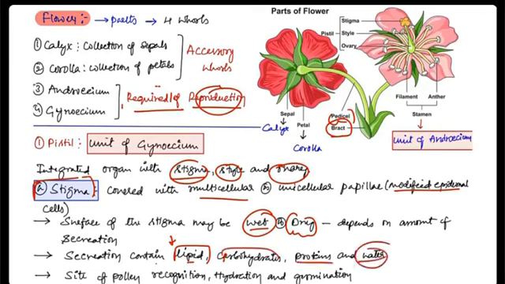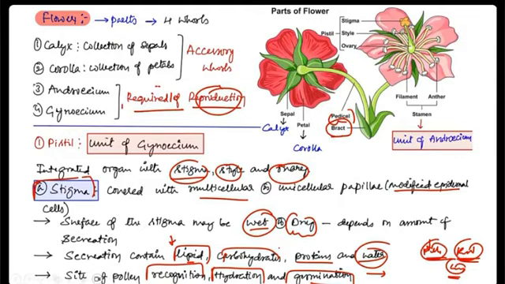And this stigma is the main site of pollen recognition, hydration, and germination. So this is the first place where the pollen will come and drop on the pistil or gynoecium. It's the first part, where it acts as a site of recognition, hydration, and germination. The second part of the flower is the style.